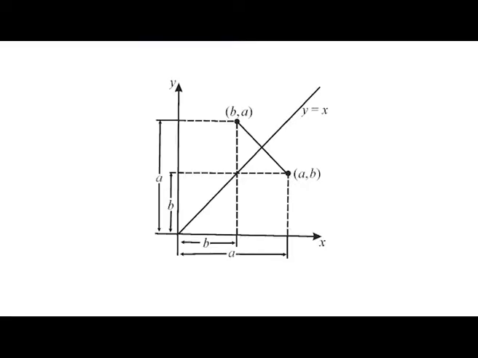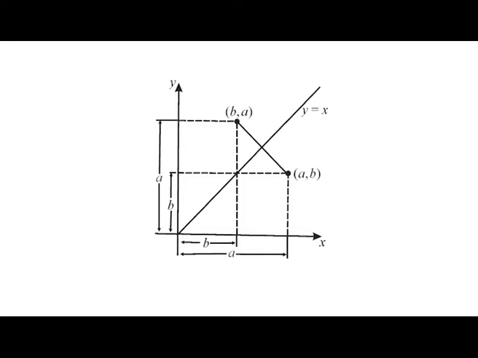If ordered pair (a, b) is a point on the graph of y = f(x), then b = f(a), or equivalently a = f inverse of b. This means that ordered pair (b, a) is a point on the graph of y = f inverse of x. This shows that reversing the coordinates of a point on the graph of f produces a point on the graph of f inverse.